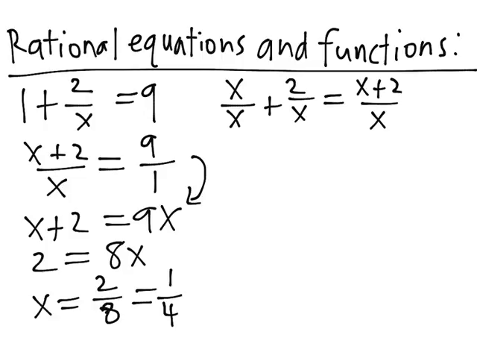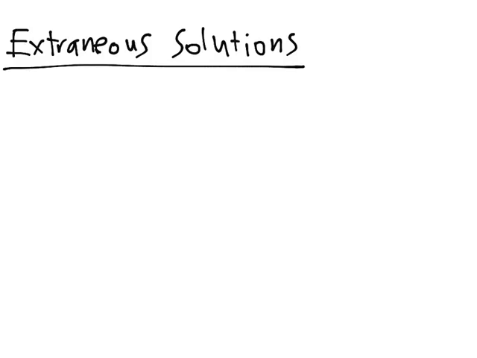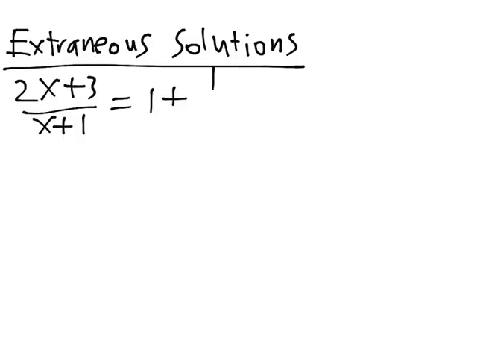This means that had we solved the equation we got after line 3 and figured out x was equal to 0, that wouldn't be a solution even though it looks like one. Let me show you an example where something like this actually happens. Suppose we had the equation 2x plus 3 divided by x plus 1 is equal to 1 plus 1 over x plus 1. Let's try to solve this equation.